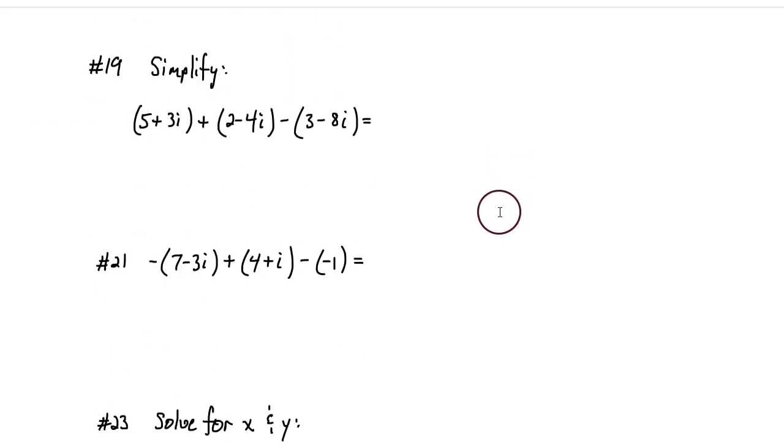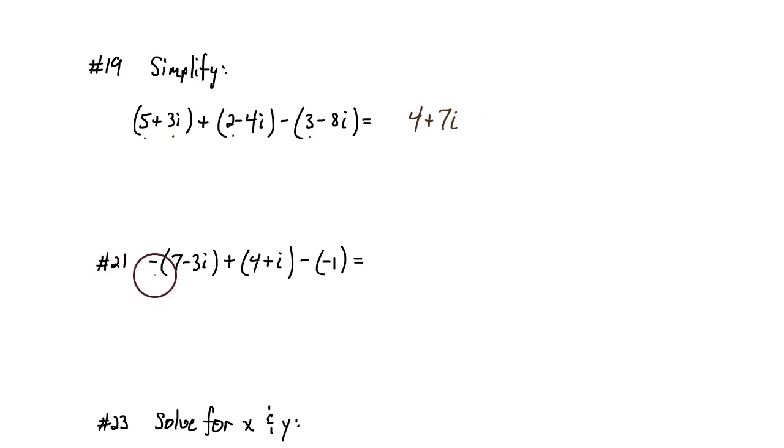Number 19, same idea, it's just we have 3 complex numbers to combine. So 5 plus 2 makes 7, take away 3 makes 4. Now work with the i's. 3i plus -4i makes -i, and then minus -8i makes positive 7i.